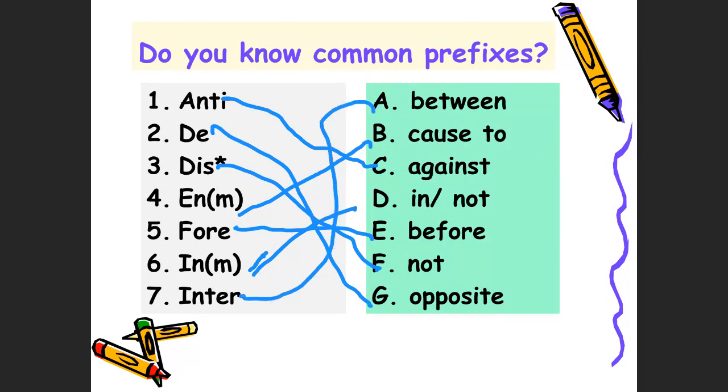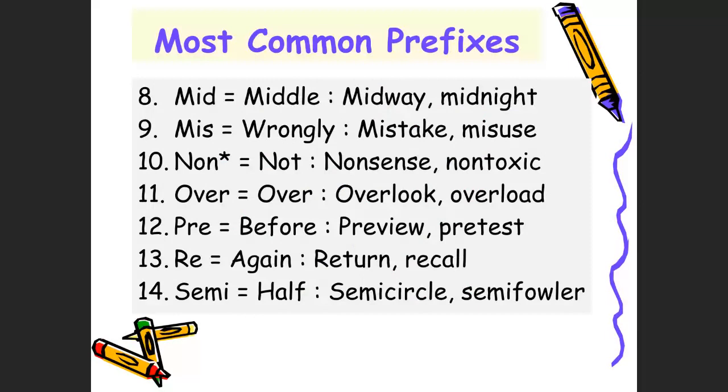Between. Great. So, now we have to continue with more prefixes. Here we have more prefixes. Mid, that is the middle, like midway or midnight. A la mitad, mid. The miss, that is wrongly. A mistake, a misuse. The non, that is not, ¿cierto? That is nonsense or non-toxic.